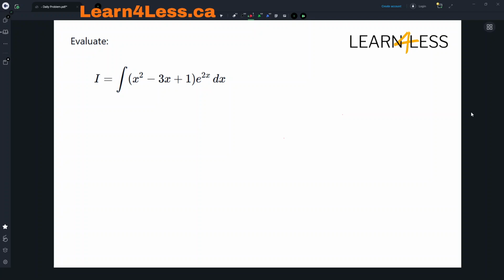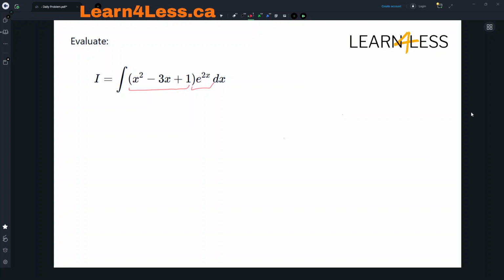In this problem, we want to take the integral of this algebraic term x squared minus 3x plus 1 multiplied by exponential function e to the power of 2x. Because these two functions are totally different in nature, one of them is algebraic, a polynomial, and the other one is an exponential function.